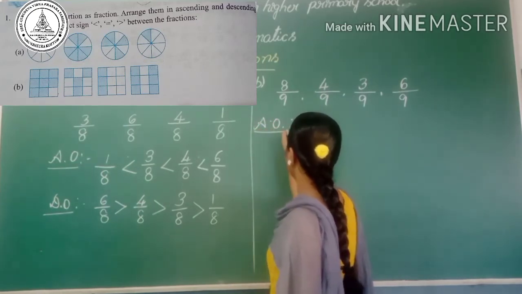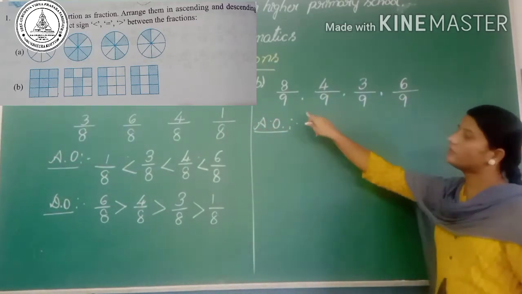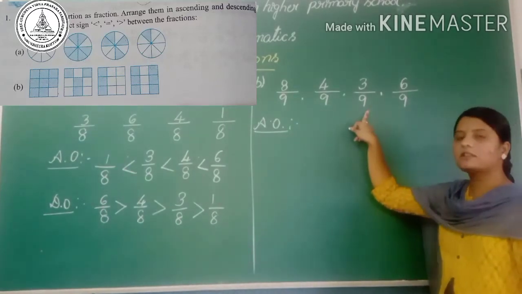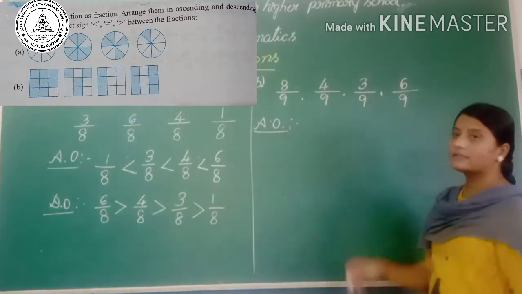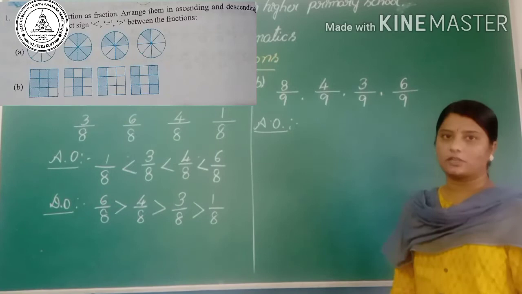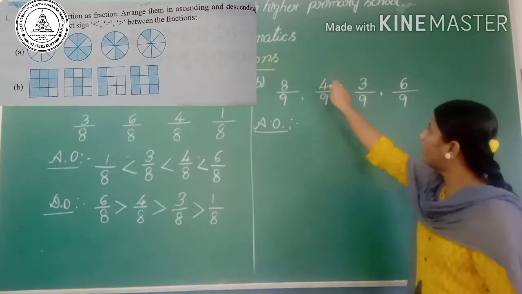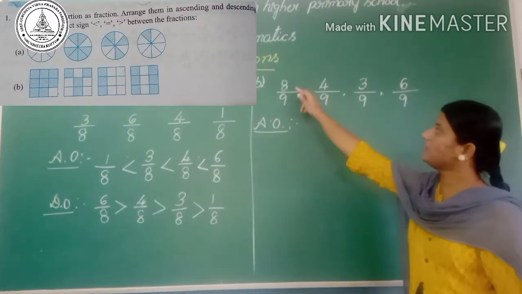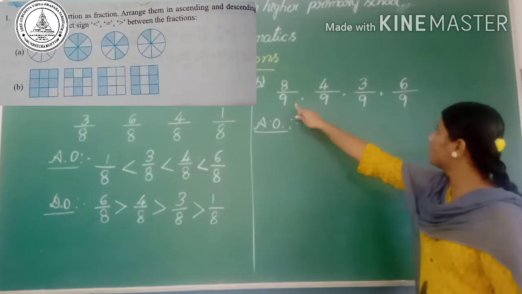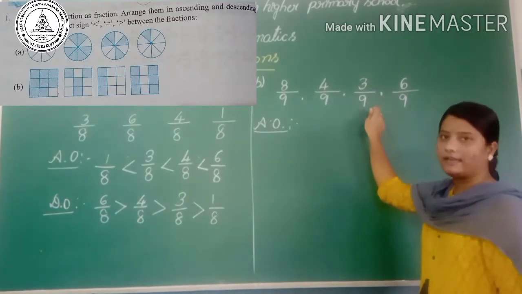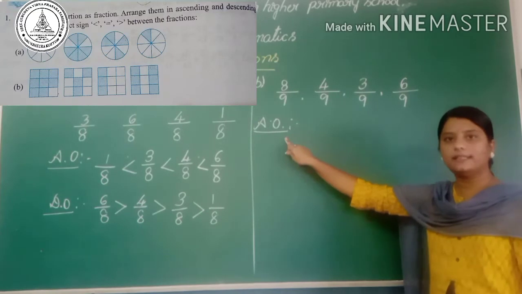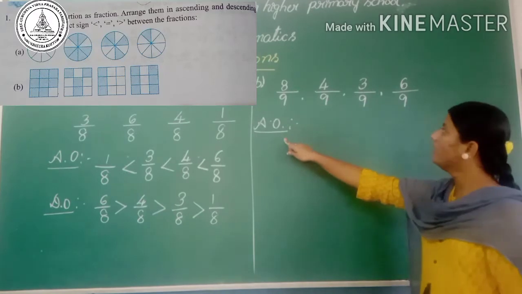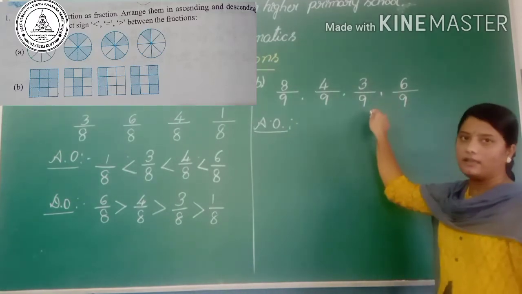Okay? So observe here these 4 fractions are like fractions, and we have to write them. The fraction having the greater numerator is the greatest fraction. Okay, see here 8, 4, 3, 6. So in these fractions, the greater fraction is 8 by 9 and the smallest fraction is 3 by 9. So now we are going to write in ascending order, meaning smallest to greatest. Which numerator has the lesser value? See here, 3 by 9 is the lesser fraction.